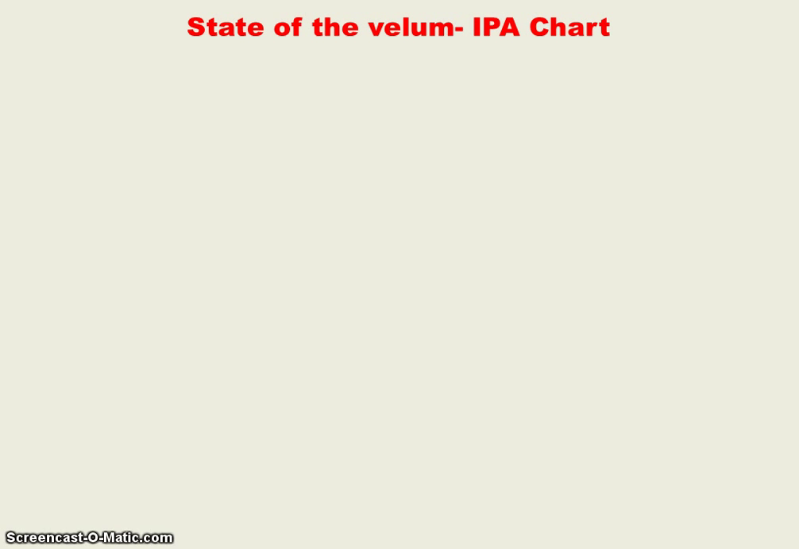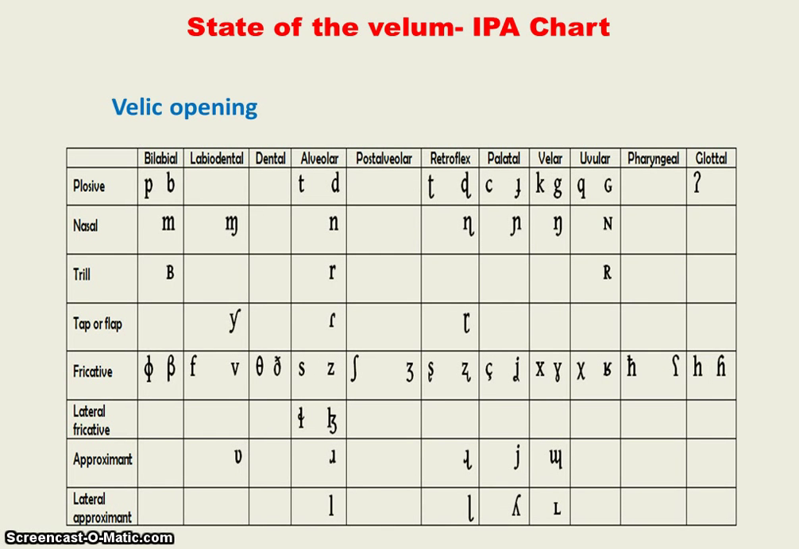Let's see now the sounds that are articulated on this type of configuration on the IPA chart. When there is a velic opening, of course, the sounds are nasal. The remaining sounds are all oral.